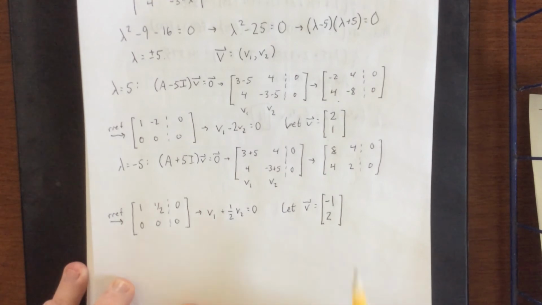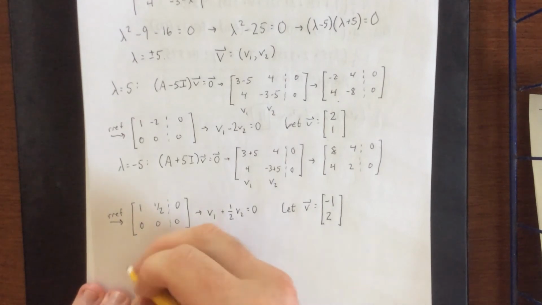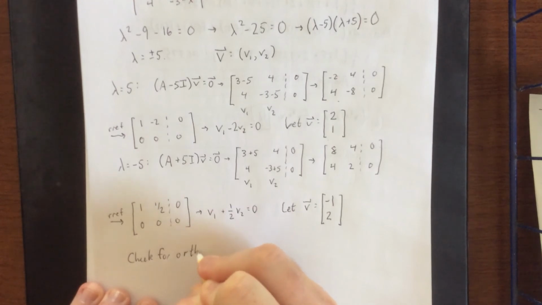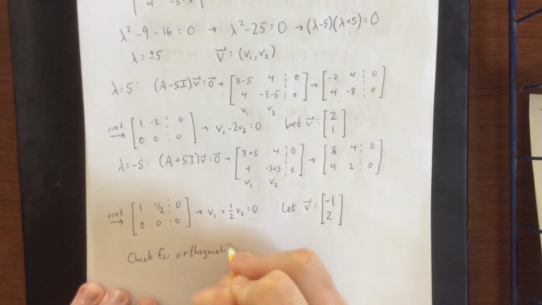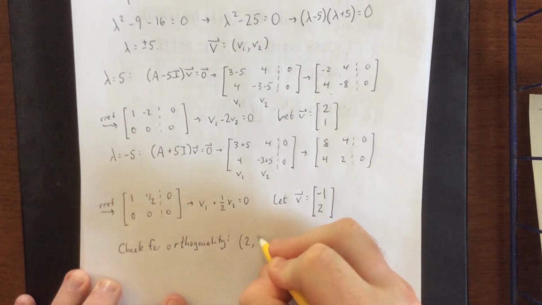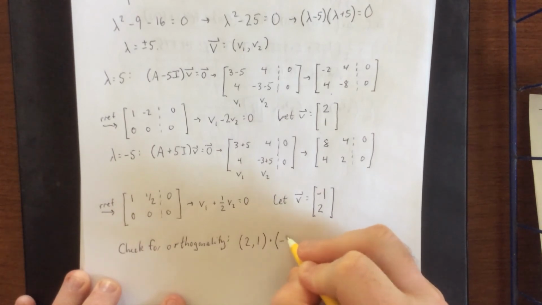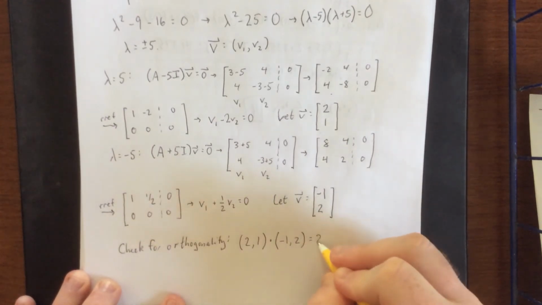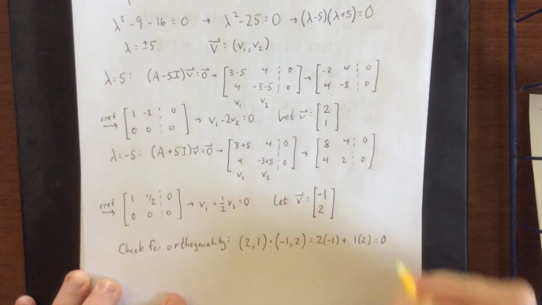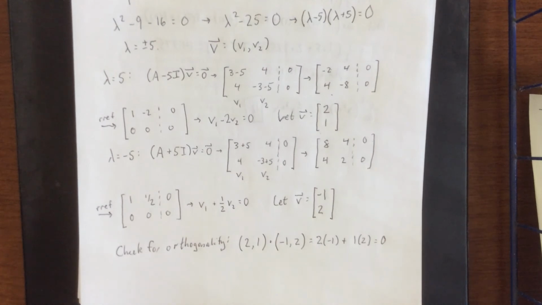Now according to the previous theorem, these two vectors should be orthogonal to each other. Let's check that. So check for orthogonality. And that'll be 2, 1 dotted with negative 1, 2. A quick dot product lets us know that these are, in fact, orthogonal to each other. Now, this is regardless of how I would have chosen the free variables. The only thing that has an impact on is how long the vector is.